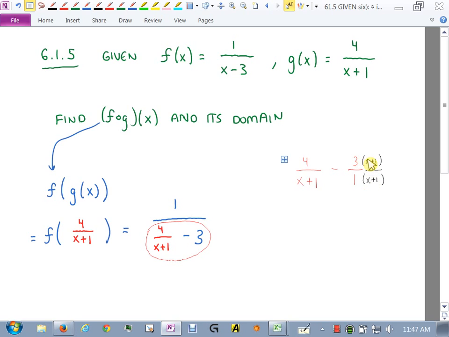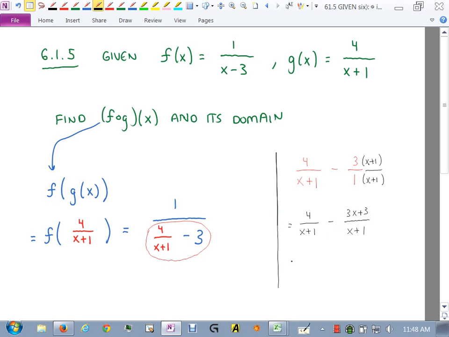Let me actually distribute the 3x through. I'm going to rewrite this whole thing. I have 4 over x plus 1 minus 3x plus 3 over x plus 1. Everyone agree with that? Now I can put them together because they have the same denominator. What do I need to be careful with, though? I'm doing this on the side here. I need to be careful with this negative in the middle, right? That negative needs to pass through to each of these.